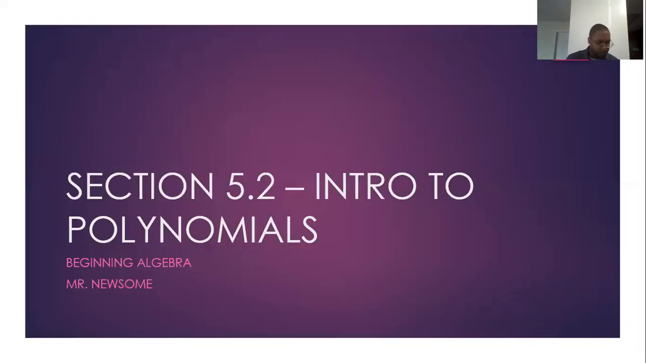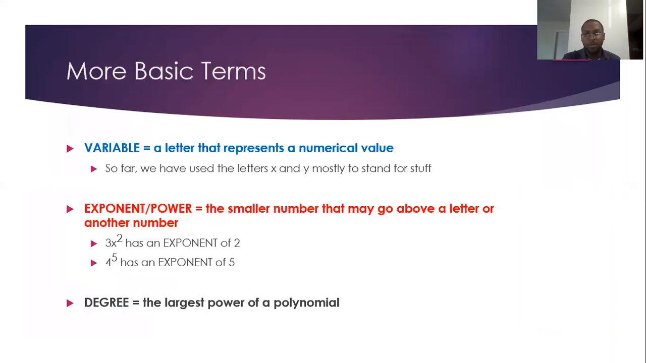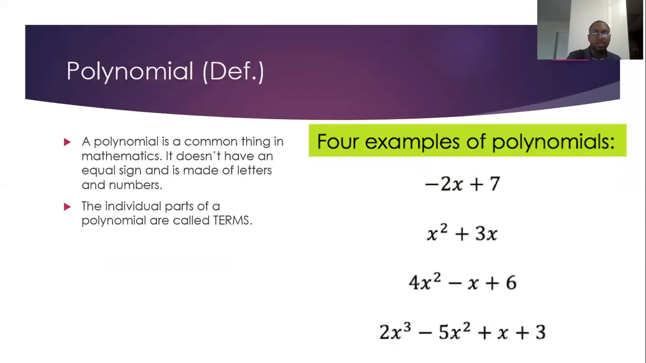Okay. Then we jump into 5.2. In 5.2, we have what we call Intro to Polynomials. So a whole different section. We basically said a polynomial is split into terms. A variable is just a letter. A power is just a power. I mean, an exponent is a power. A degree is the largest power of a polynomial. That's what we said. All right, these are all polynomials here.